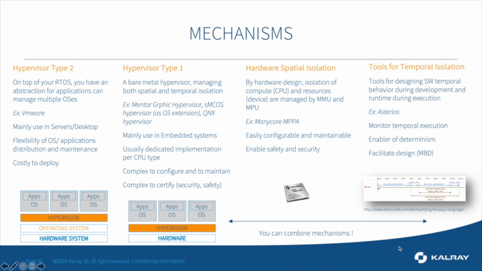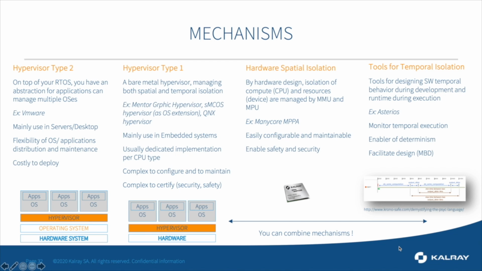That's why there is a hypervisor type 1, which is called the bare metal hypervisor, which in fact we can say is a kind of operating system that takes care of spatial and temporal isolation to share the hardware with OSes. But it's very down to the hardware, mainly used in embedded systems, usually dedicated, as you can understand, to this type of CPUs, and quite complex to configure and quite complex to maintain. Not even talking about security and safety.